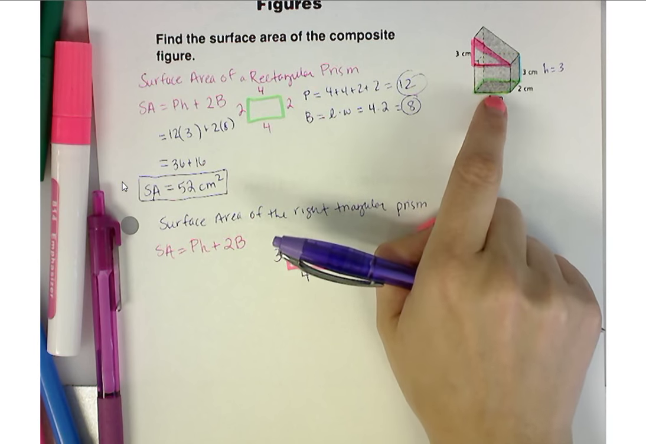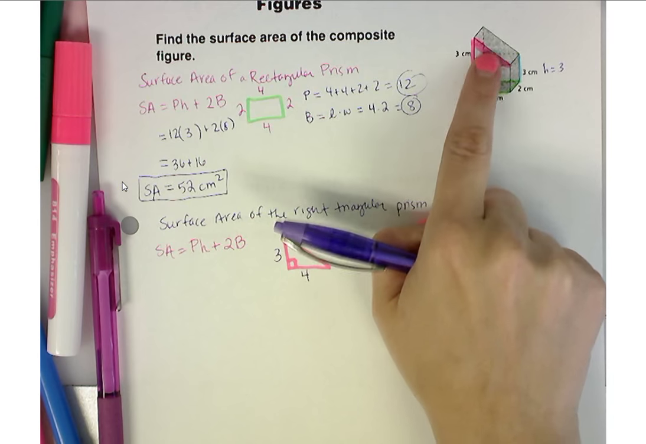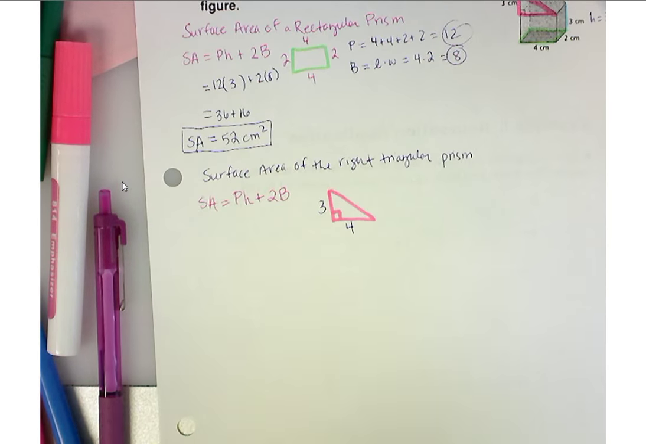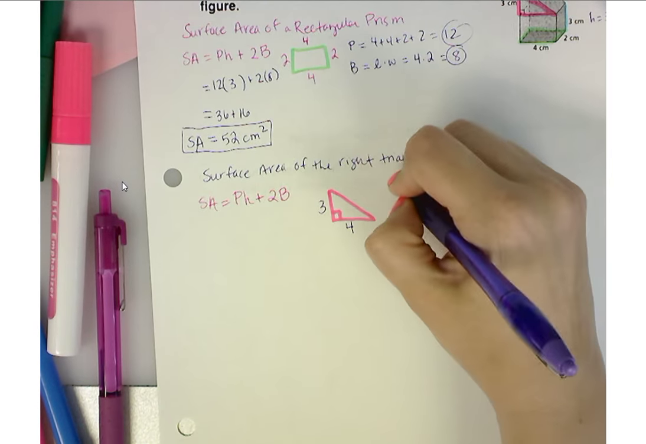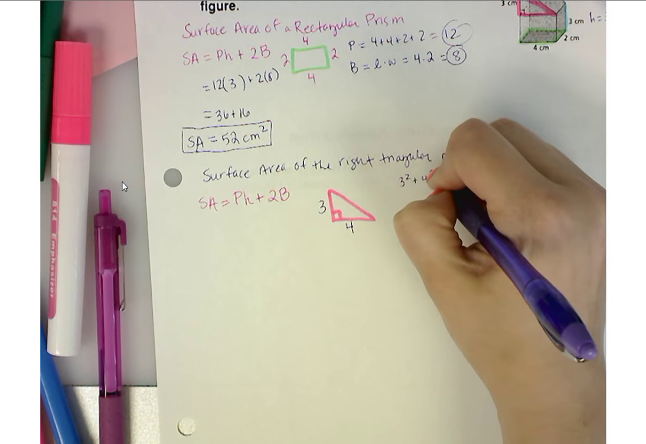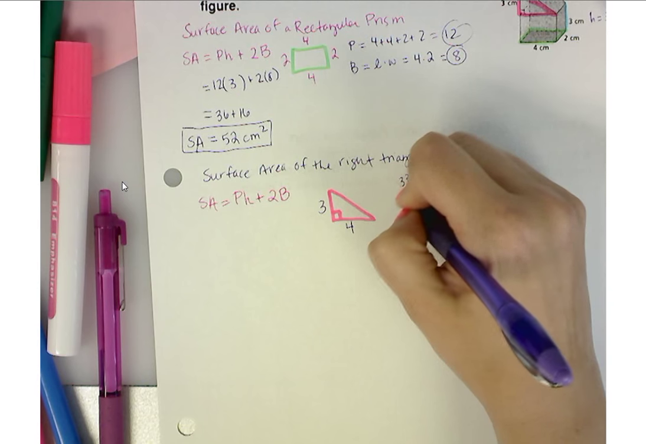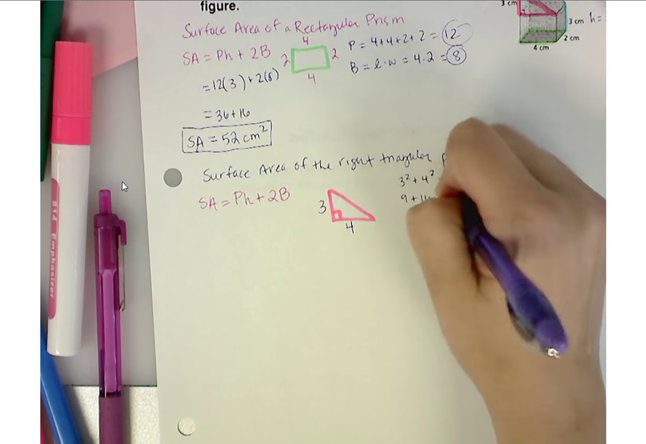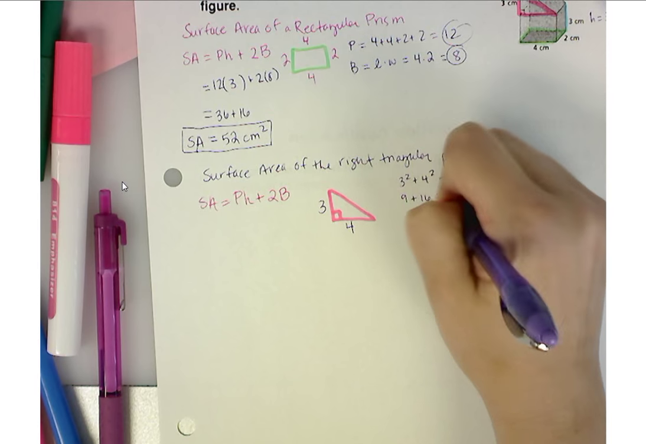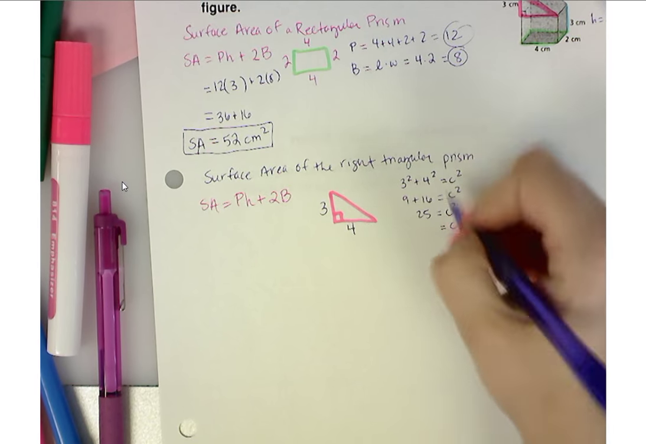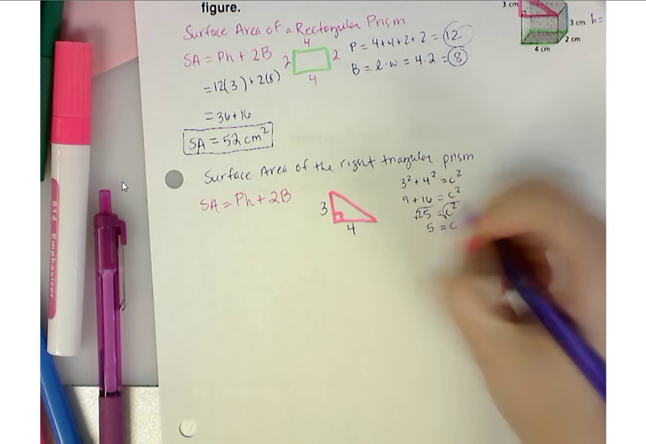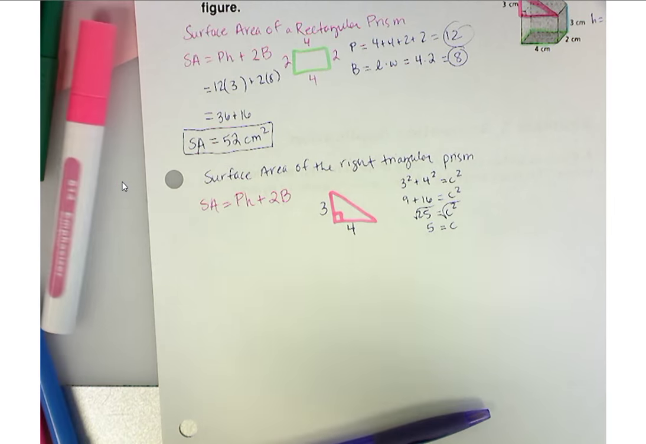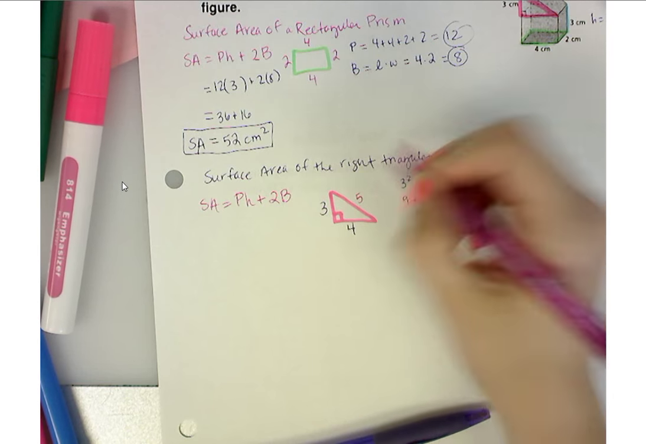Now we don't know what this side is, but Tony, how can I find that missing side? Good, because it's a right triangle, you can use the Pythagorean theorem. So I can do 3 squared plus 4 squared equals c squared, which is 9 plus 16. This is a really common triangle. So this side is going to be 5. Remember, it's a 3, 4, 5 triangle, which is a popular Pythagorean triple.